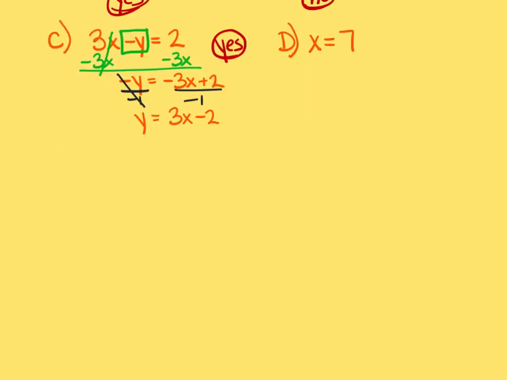D part, x equals 7. Well, this can actually be graphed as a line. If we draw a little coordinate plane, and you don't have to draw that, we would have where x is 7, which would fall about here, and it's just going to be a vertical line. So, is this vertical line linear? Yes, it is a line, so it is linear.